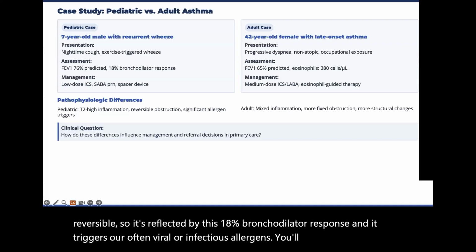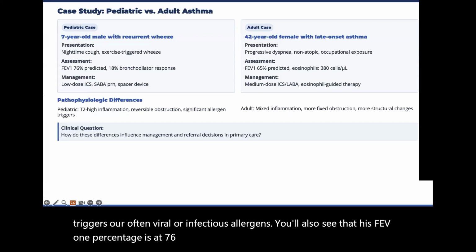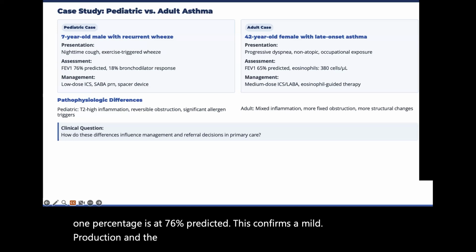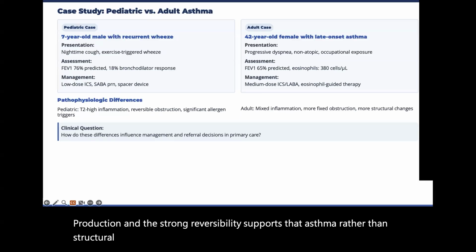You'll also see that his FEV₁ percentage is at 76% predicted. This confirms a mild obstruction, and the strong reversibility supports that asthma rather than structural airway disease is the problem. So how do you treat this guy?